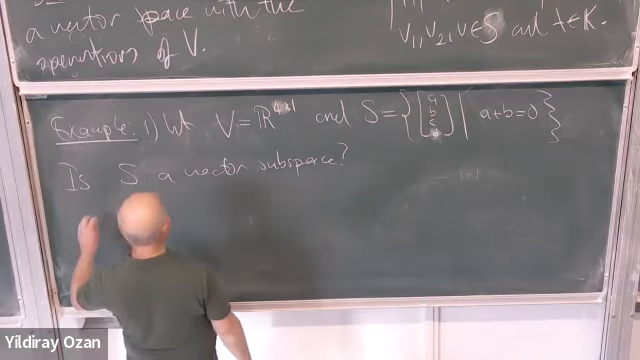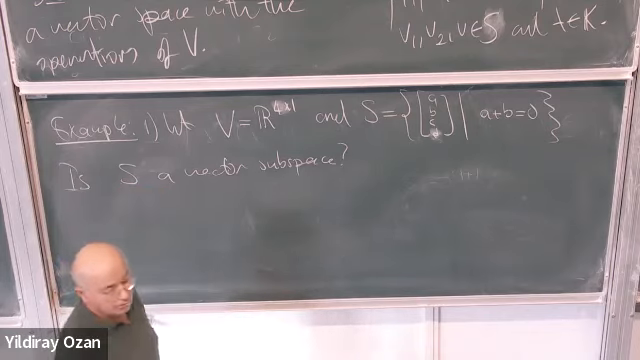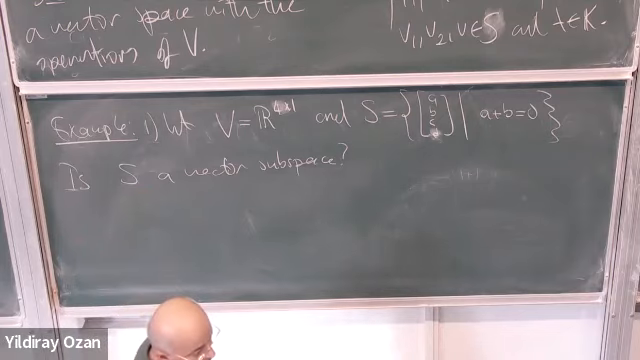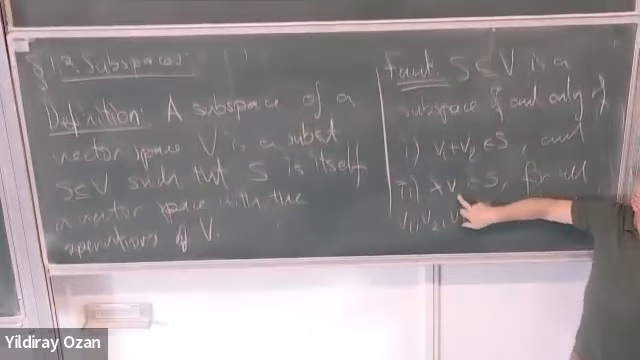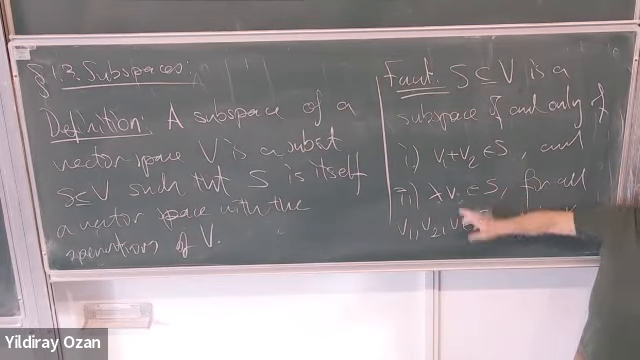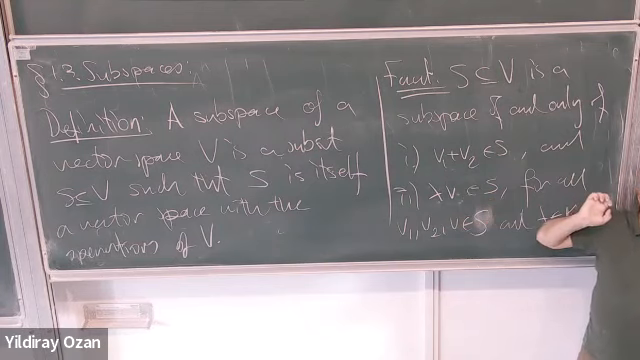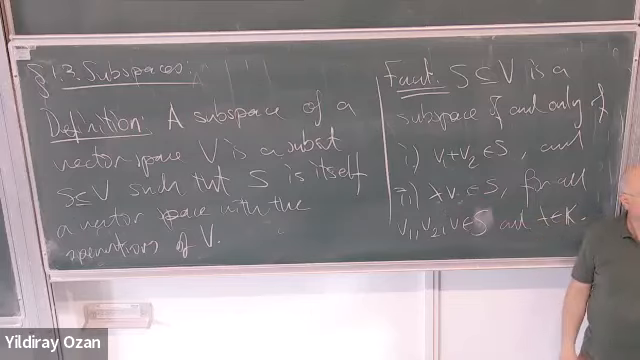Okay, so let's see. Can I ask a question? What about the zero though, should it be in S? Yeah, I take any vector in S. Zero times that vector should be in S, but zero times that vector is just the zero vector. So S should contain the zero vector via this condition. What about one? One is not a vector. One is the identity element of the scalar field.